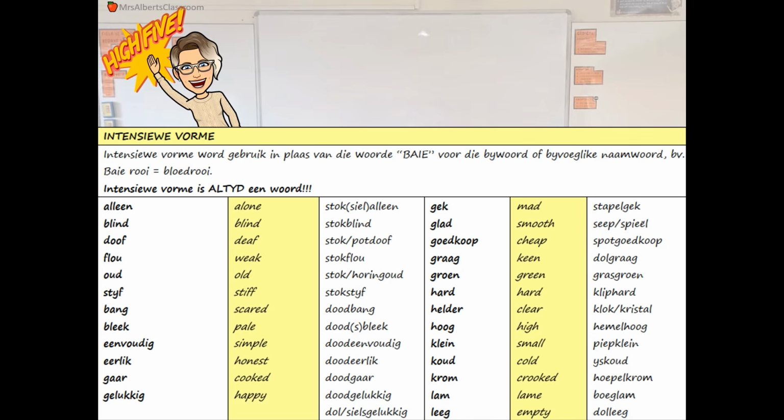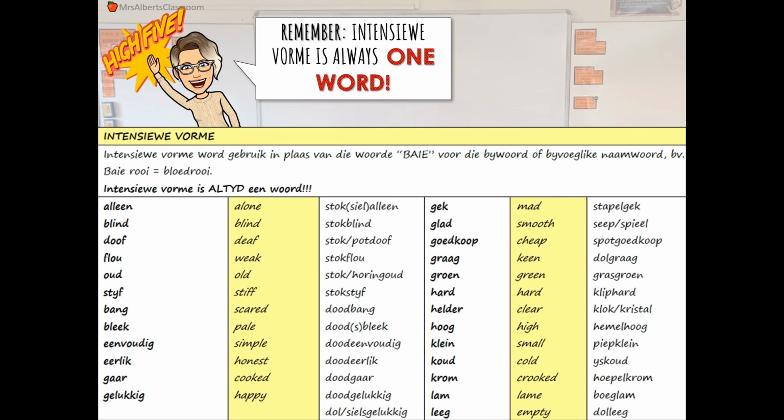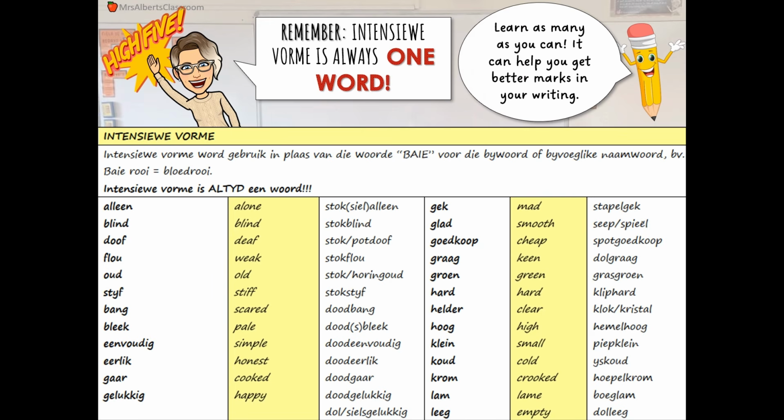So you will have wat plus the preposition: waarvan, waarmee, waarop, anything like that. Then when it comes to intensive forms, you have to remember that intensive forms are always one word. You can learn as many as you can. They are talking about maybe having made-up ones accepted into memoranda, but at this point nothing has been said about it when it comes to your final exam, so try and learn as much as you can. You can Google it, you can use the pages that I've got on my downloads. Just make sure you remember that it's always one word.